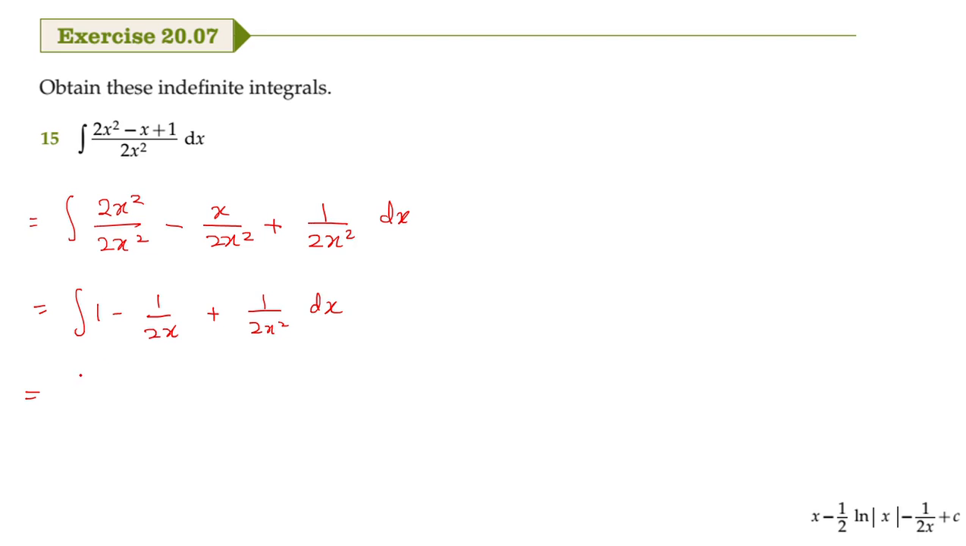Simplify lagi, 1 minus 1 over 2, 1 over x plus 1 over 2 x power of negative 2 dx. Okay, kenapa I take out the constant? Okay, because I nak focus on differentiate the function only. Okay, constant ni later kita boleh multiply, so don't worry about the constant over there. Okay, so we focus on differentiating the function.